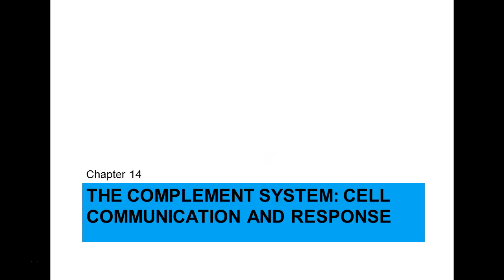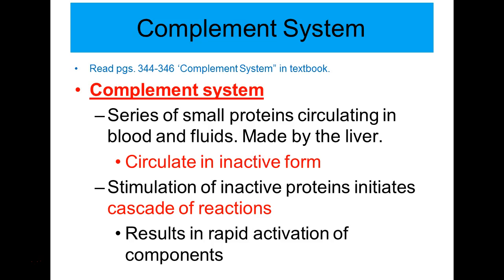The complement system, cell communication and response. The complement system consists of a series of over 20 small proteins made by the liver and circulating in the blood in an inactive form.